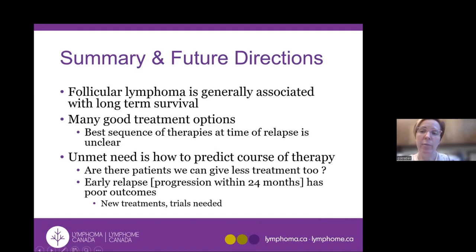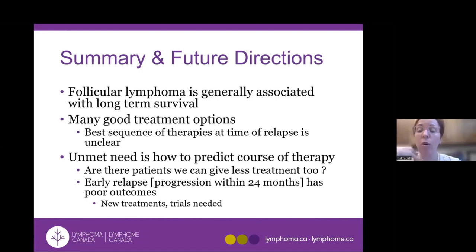So to summarize, I went over some of the basics of follicular lymphoma, and many patients will be asymptomatic at diagnosis. You can go a long time without needing treatment. There's no benefit of treatment with low burden disease. And generally, this is associated with very long-term survival. We have a lot of good treatment options, and those include chemotherapy, as well as increasing numbers of newer treatments such as immunotherapy that are coming. The best sequence of treatment, especially at relapse, is very unclear and really needs to take into account how long the initial remission was, and patient goals, and other characteristics such as other medical issues.